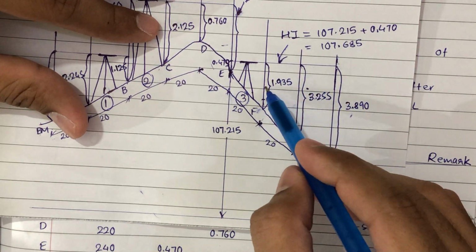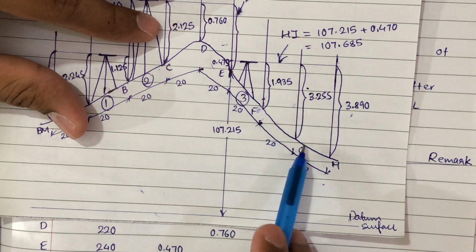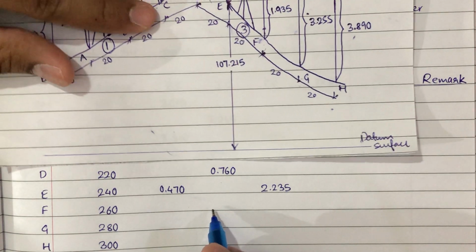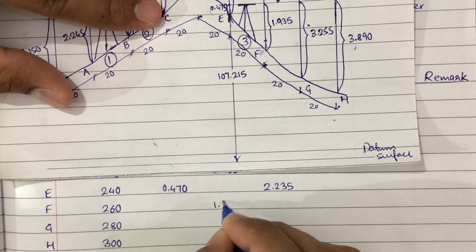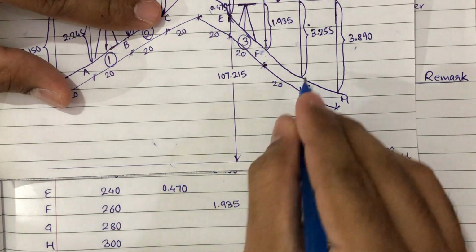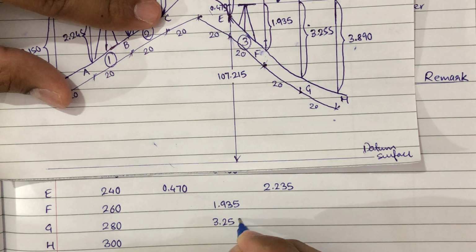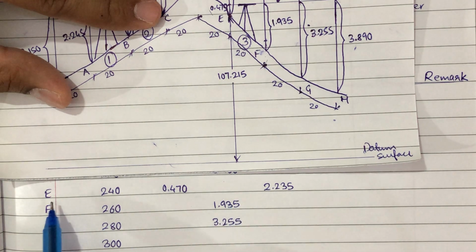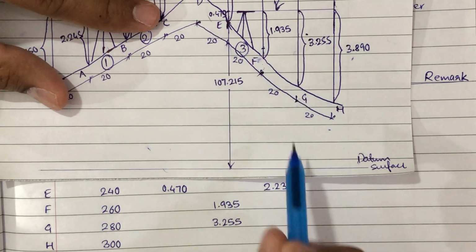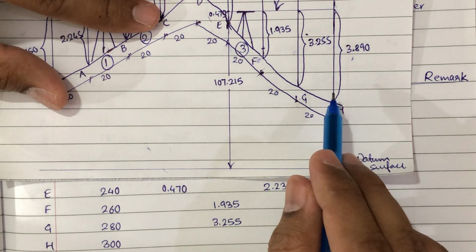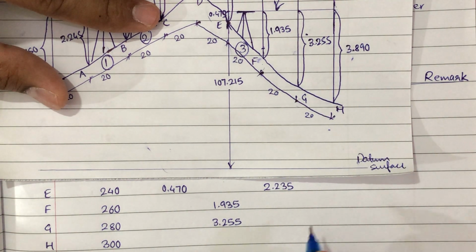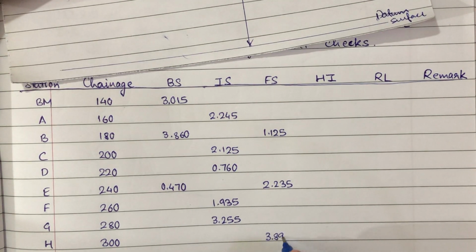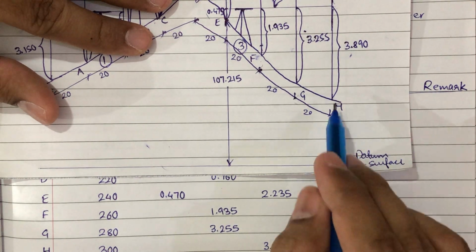Next, these readings, F and G, will come under the intermediate sight. Here the readings are 1.935 and 3.255. 3.255 is matching with this G, and 1.935 is with this F. Then the last reading of the leveling operation is 3.890. So obviously the last reading will come under the foresight column, and it is matching with this H.